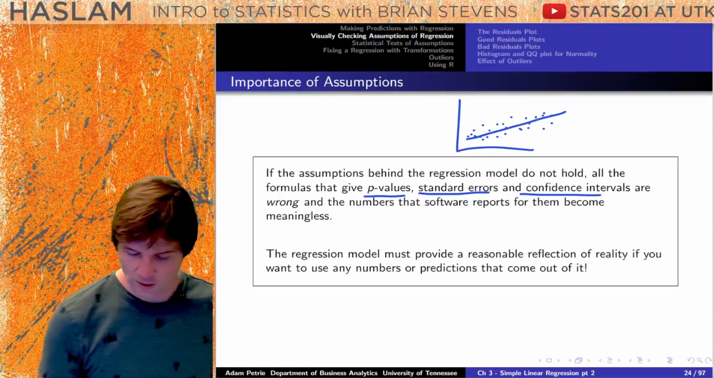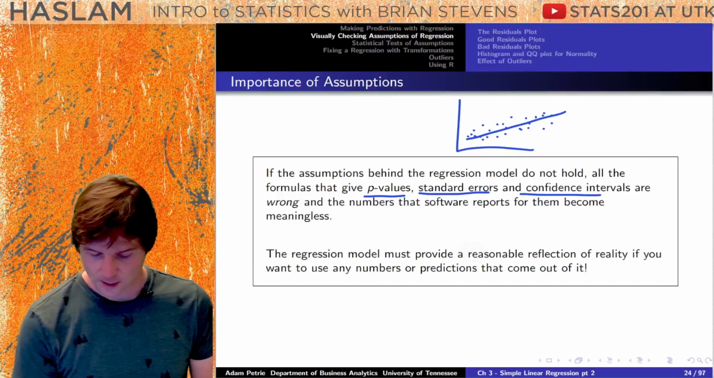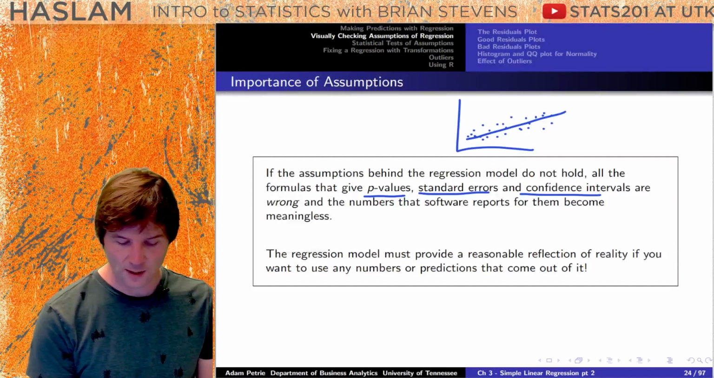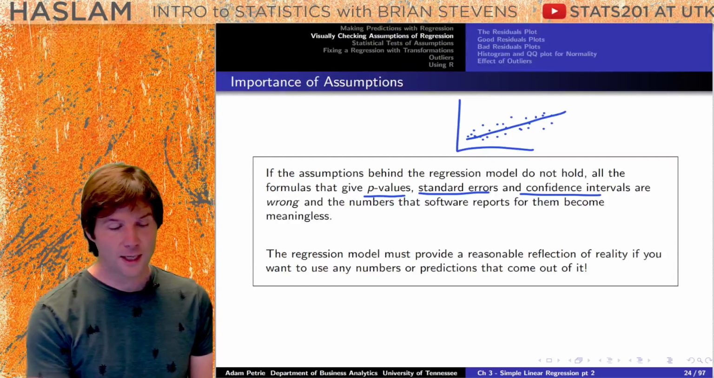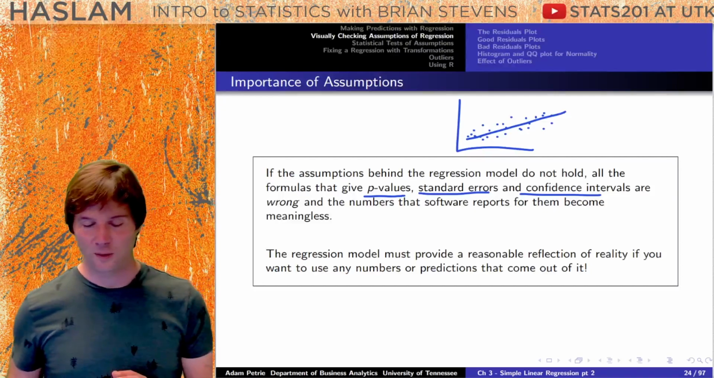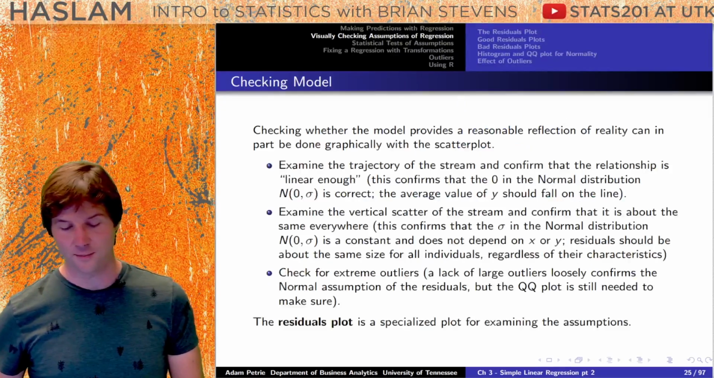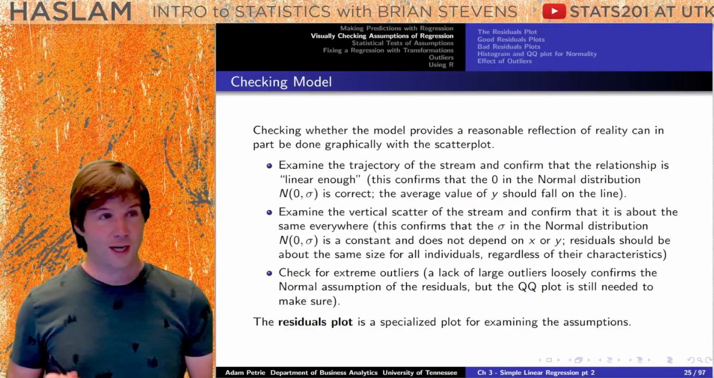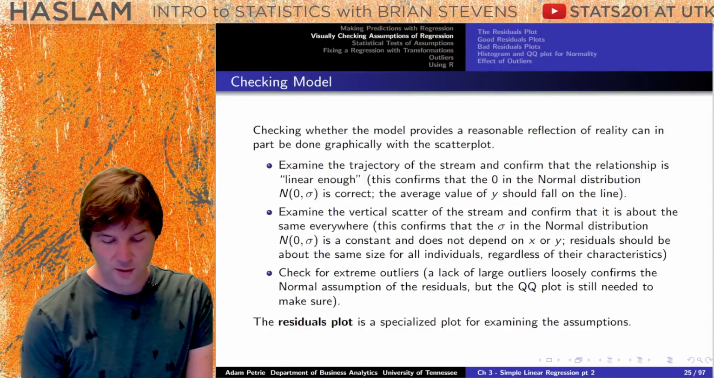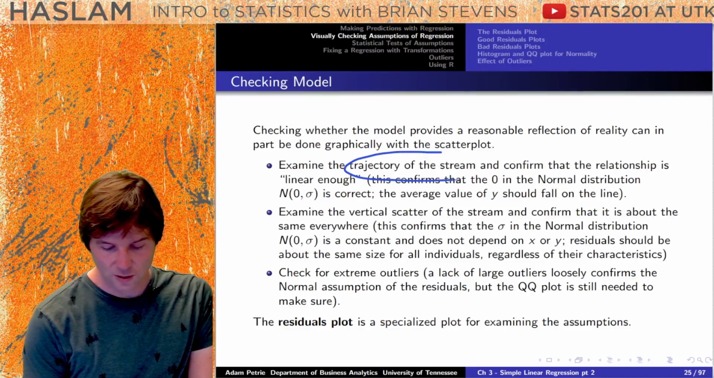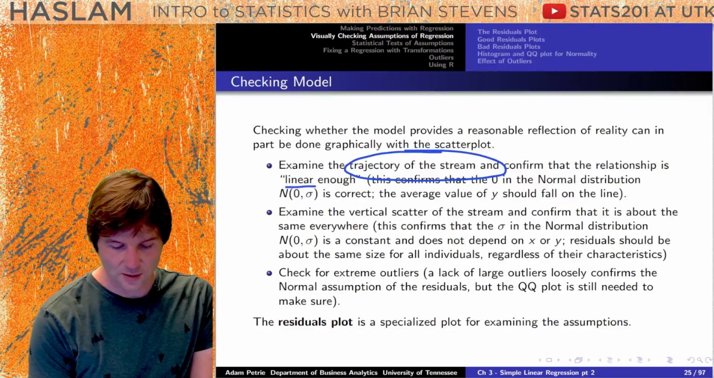And that's one of the key words you're going to hear a lot right here, that our model is a reasonable reflection of reality. We're not saying our model is a perfect reflection of reality, but reasonable means good enough. We want it to be a reasonable reflection of reality. So right here, to check the assumptions, we're going to start by looking at, is there a linear trend to the data? So is it linear enough?